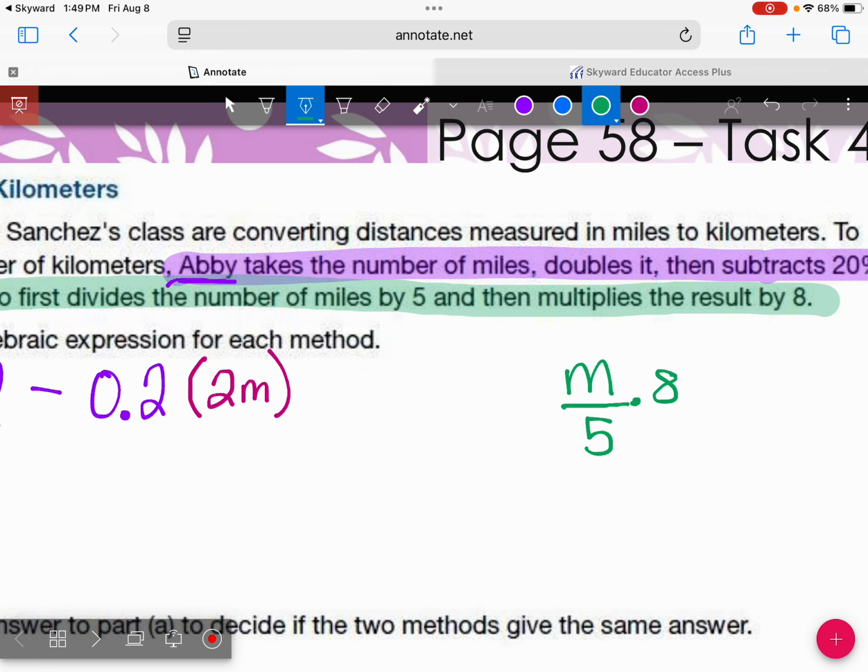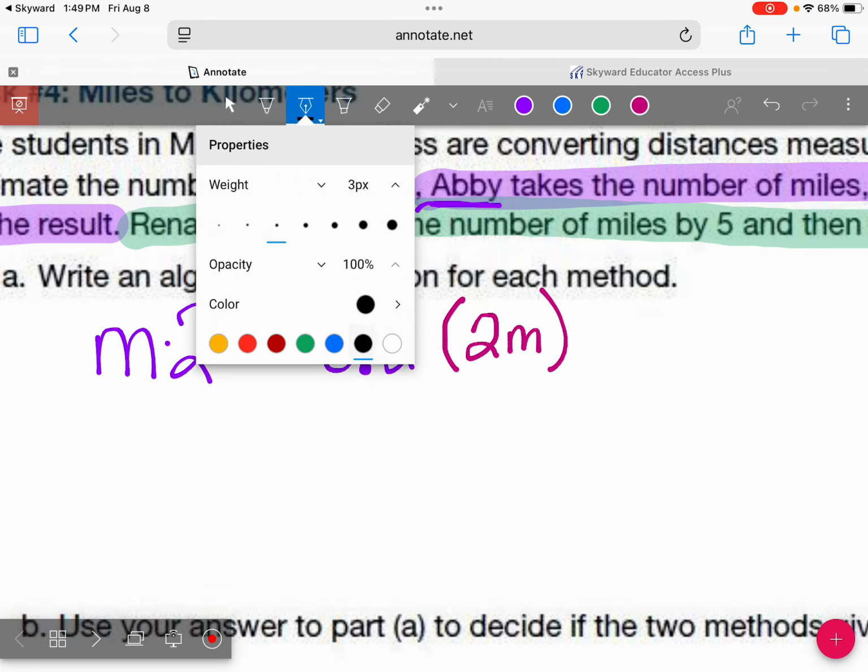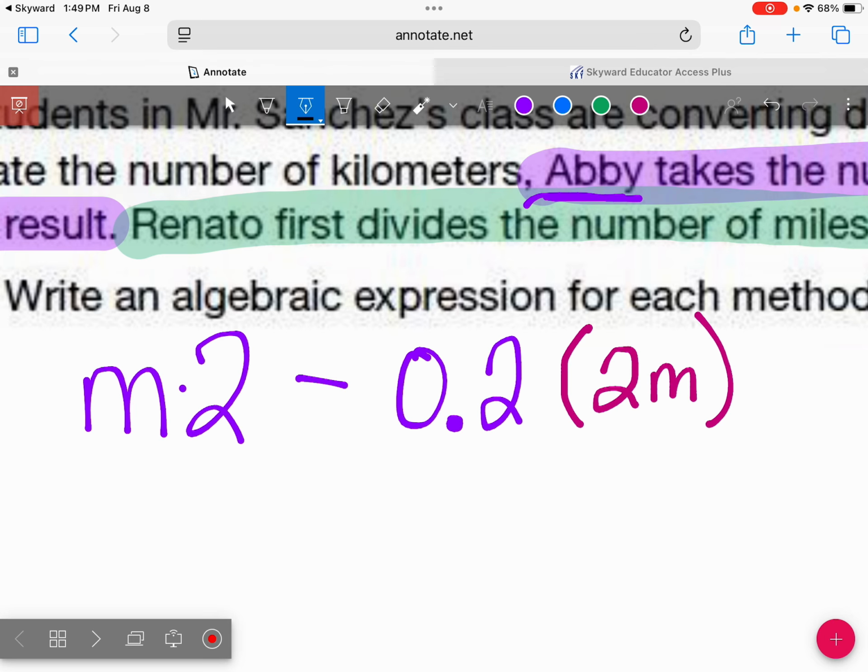So let's see if we can scooch some things around. This guy looks nasty. This whole expression is kind of gross. So let's see if we can degrossify it. The official term. See if we can degross this Abby's equation.